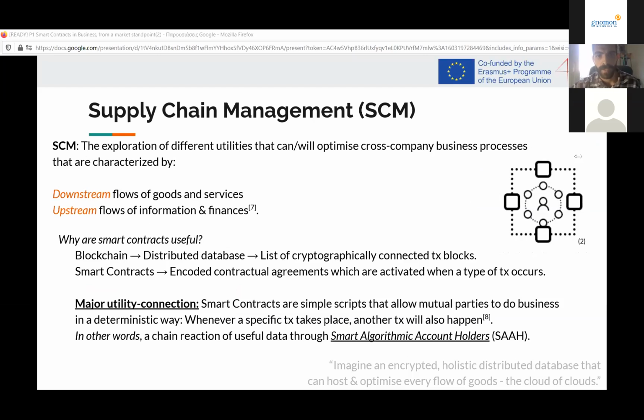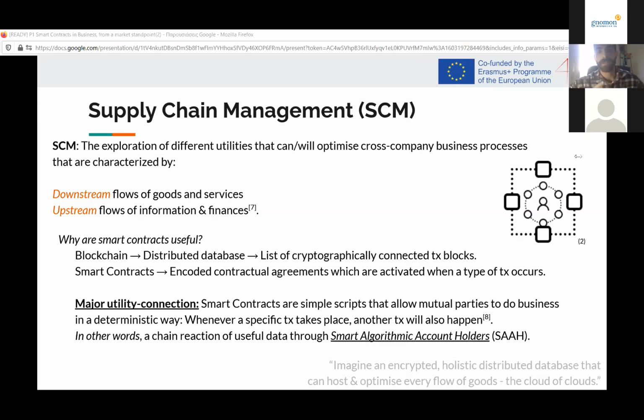Now let's pass to an original business-oriented sector, the field of supply chain management, and its abbreviation SCM. SCM can be defined as the exploration of different utilities that can and will optimize cross-company business processes that are characterized by, one, downstream flows of goods and services. For example, the delivery of a smartphone from the manufacturer factory to a supplier and then to a potential client. And of course, the second thing, the upstream flows of information and finances. An example here can be the cost of the whole operation in the form of a ledger so that the smartphone can be delivered.